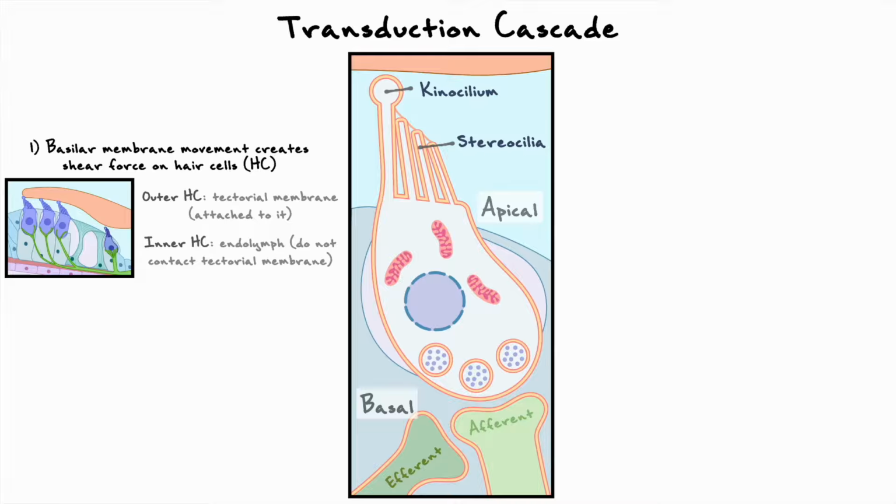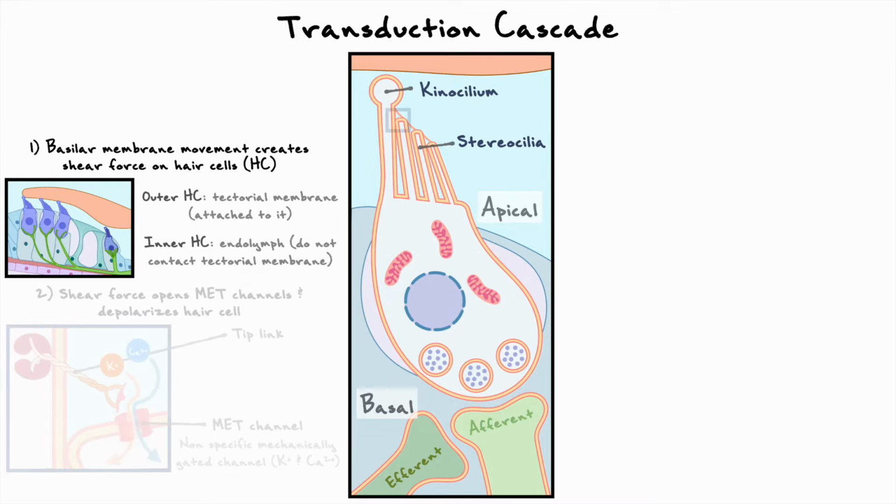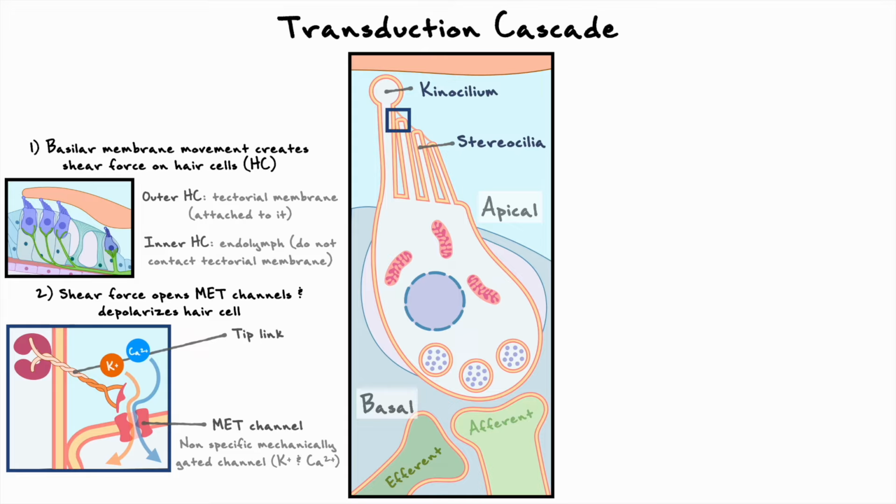It is rather the endolymph that produces a shear force on the stereocilia. When this shear force pulls on the tip links and opens the MET channels, calcium and potassium can flow in to depolarize. On the other hand, closure of the MET channels hyperpolarizes the hair cells.